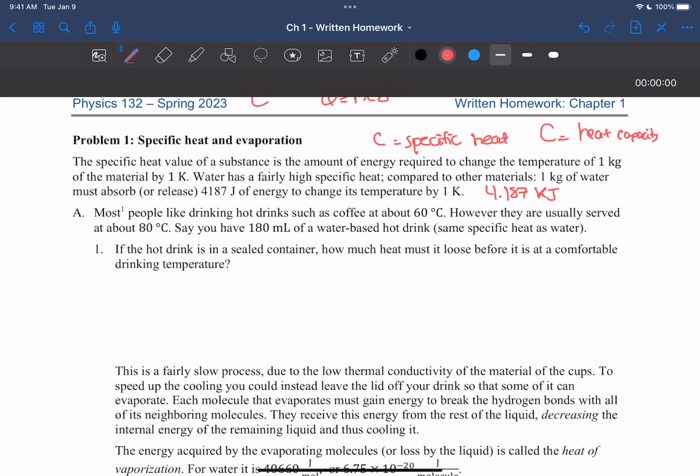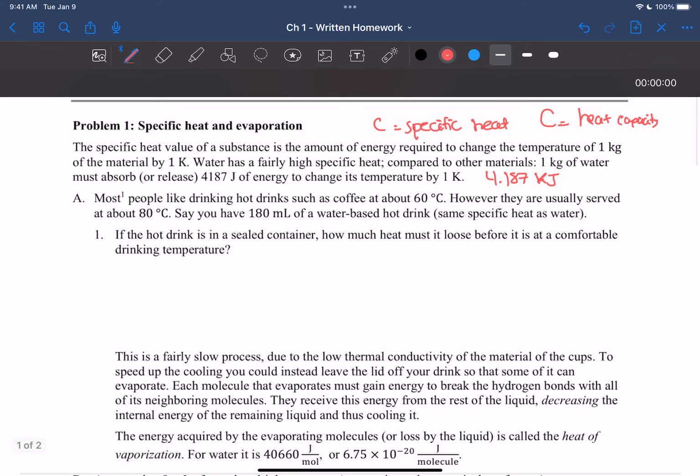Say you have 180 milliliters of a water-based hot drink, with the same specific heat as water. If the hot drink is in a sealed container, how much heat must it lose before it's at a comfortable drinking temperature?